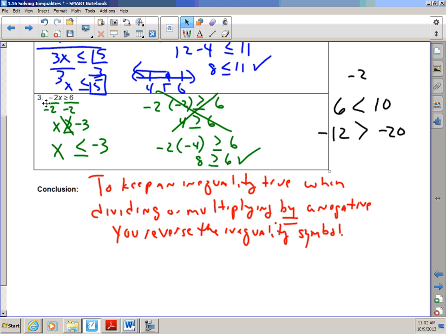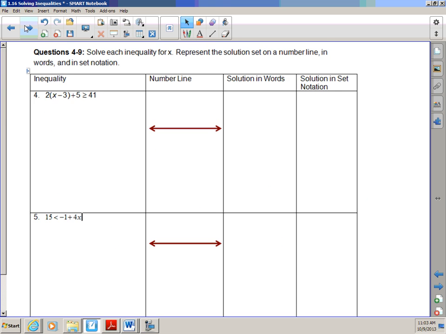All right? So, bottom line, when you are solving inequalities, you are going to go through all of the same steps as if it were an equation. And the only thing you need to be aware of that's different is when you divide or multiply by a negative, you reverse the inequality symbol. So let's walk through each of the next 6 examples.